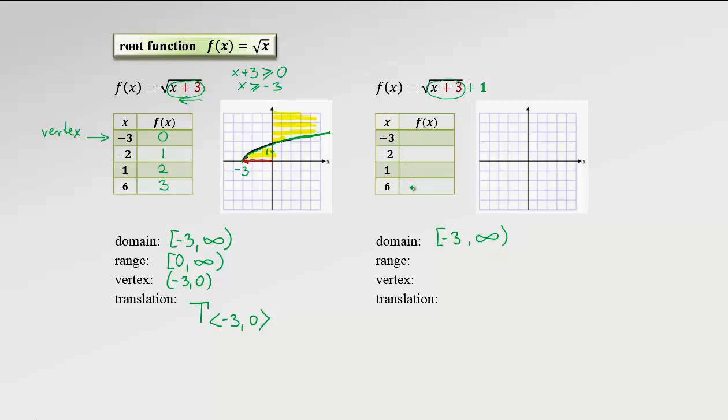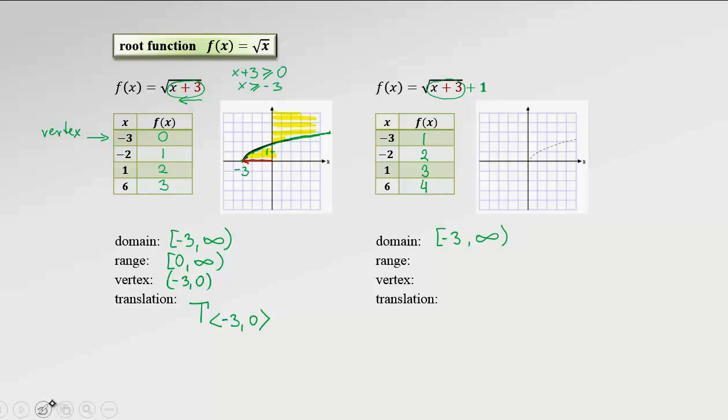Let's fill up this box. If x is -3, the root becomes 0, but then we're adding 1, so it's 1. If x is -2, the root is 1 plus 1, so it's 2. If x is 1, the root is 2 plus 1, so it's 3. And finally, if x is 6, the root becomes 3 plus 1, it's 4.